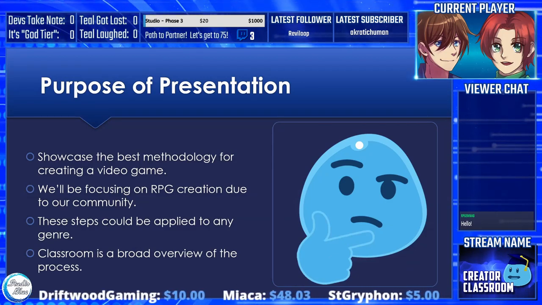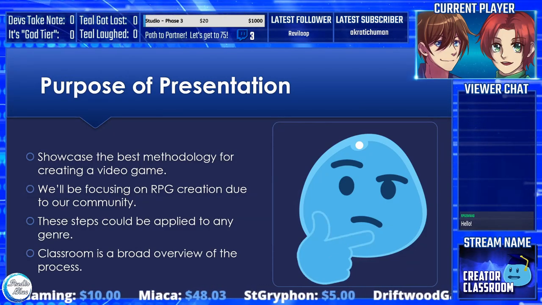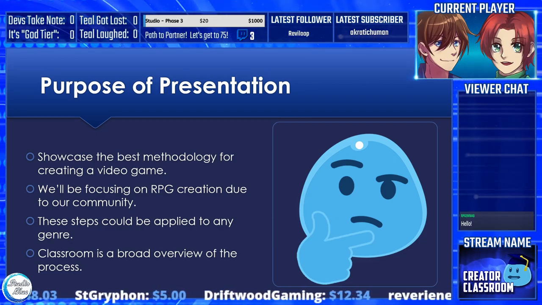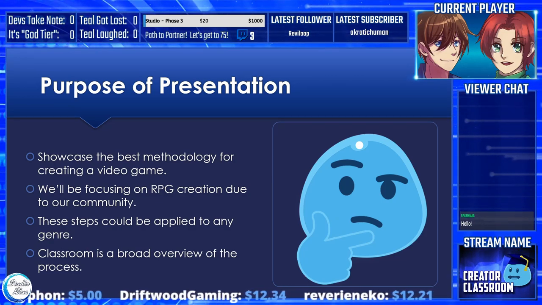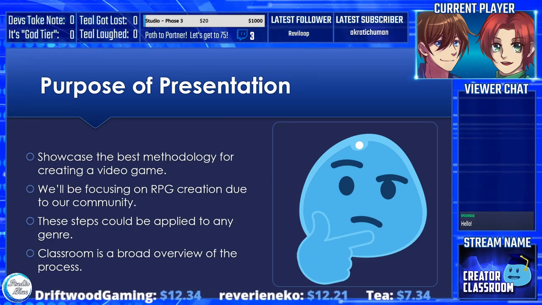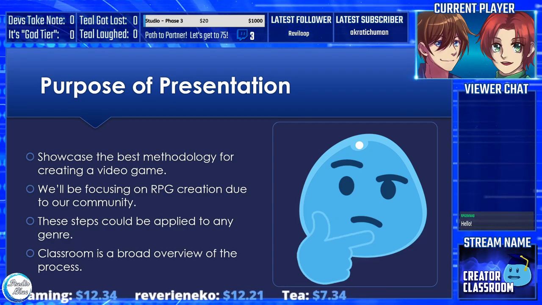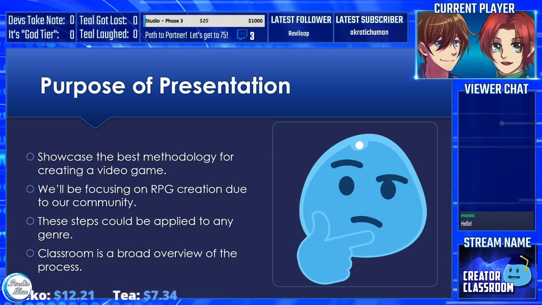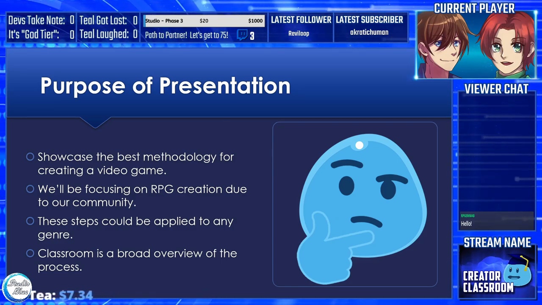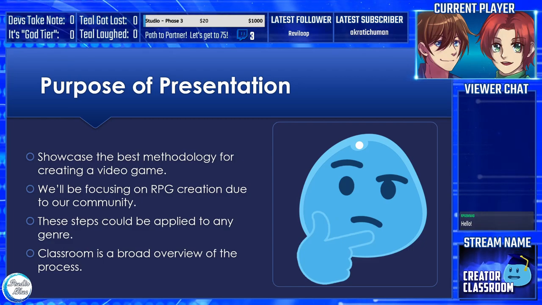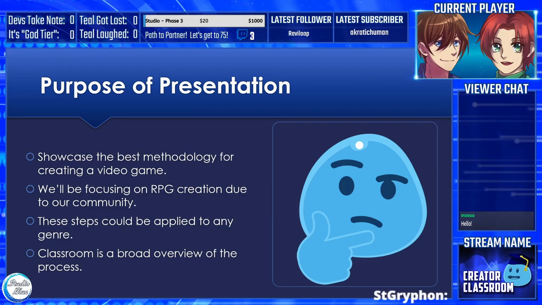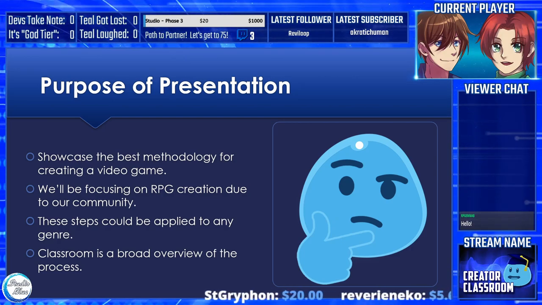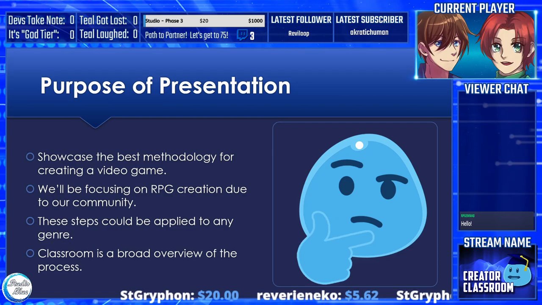The purpose of tonight's classroom is to showcase the best methodology for creating a video game, whether it's solo or with a team, using the general breakdown used by the industry. For this classroom, we will be focusing on RPG creation, as our community consists mainly of RPG developers. However, these steps could be applied to any genre. This entire classroom is a broad overview of the process. Other classrooms will go more in depth into such things as characters, worlds, and story arcs.